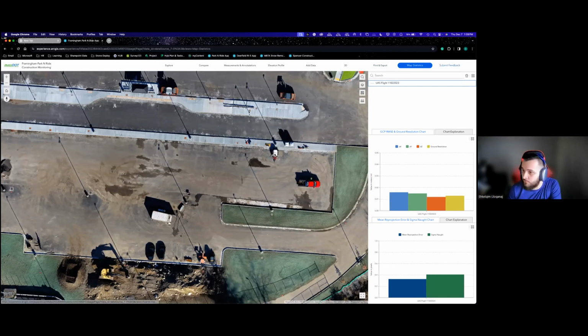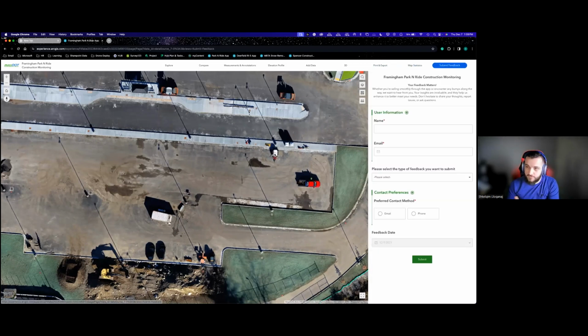The last tab is going to be the submit feedback. We take feedback very, very seriously, and we want the users to give us feedback. We received a lot of feedback. This application was developed in close contact with the Highway Division 3, and basically we get all their feedback and we incorporate it so we can make the application better as we go on.